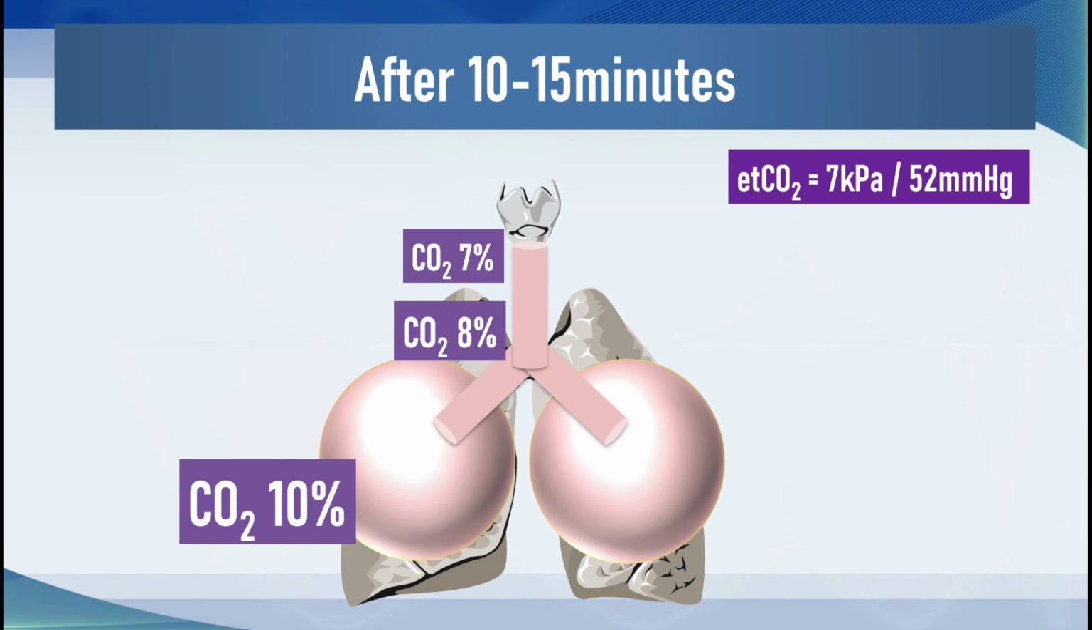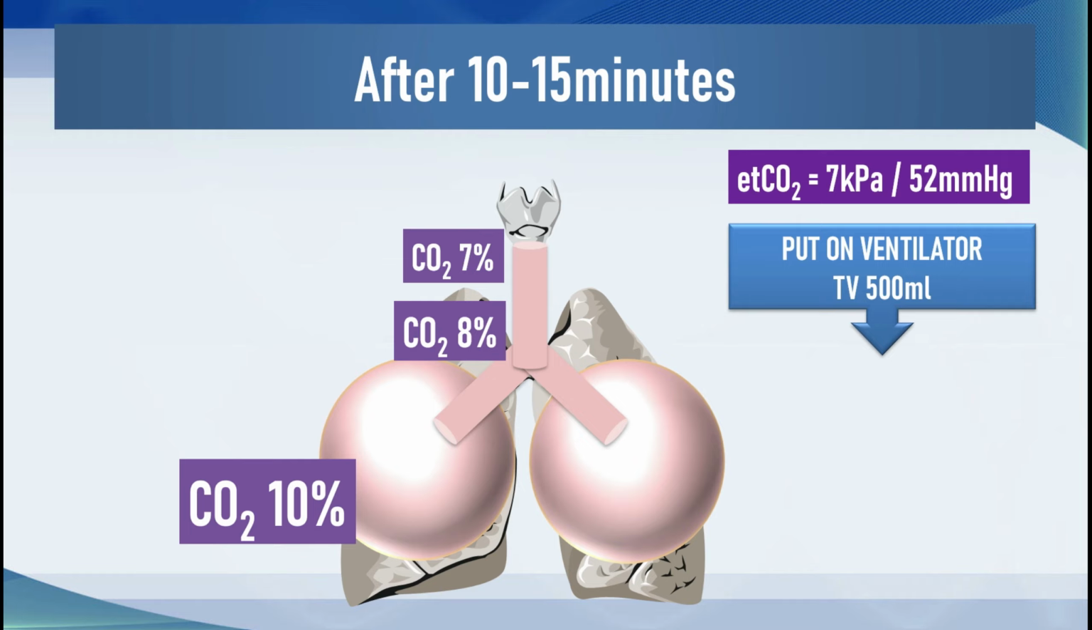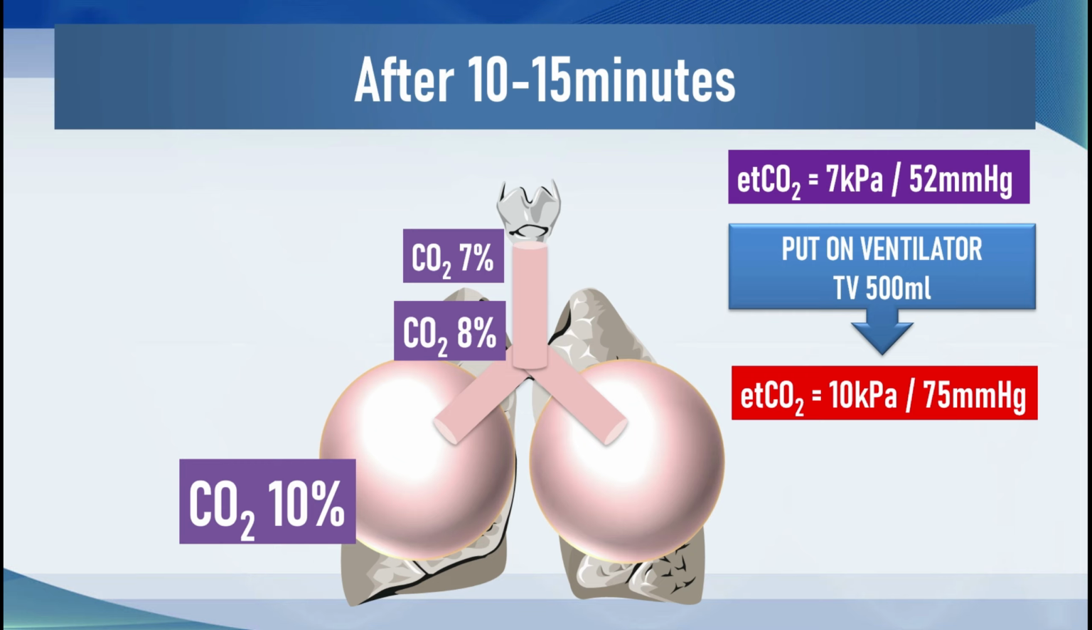Eventually, the end tidal CO2 rises to 7 kilopascals, or 52 millimeters of mercury. You may or may not be alarmed, but I will tell you that with persistently low tidal volumes, this is a major underestimation of the true PaCO2. You put him on a ventilator, for example using pressure support ventilation, the tidal volumes are now 500 mils and the end tidal CO2 rises to 10 kilopascals, or 75 millimeters of mercury. This reflects the true alveolar CO2 level. It will drop fairly rapidly over the next 2 or 3 minutes.